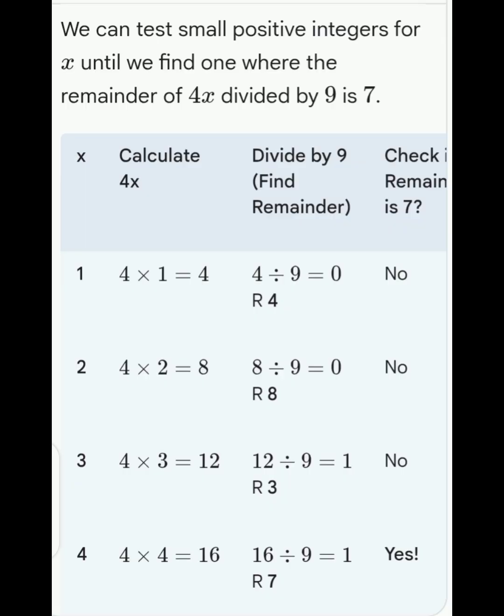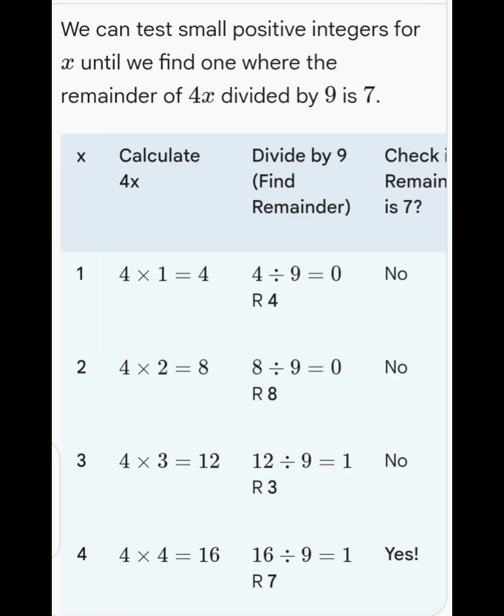So let's test it. The whole idea is to find the smallest positive integer for x. Right. So we start at 1. We just run the trials. For x equals 1, 4 times 1 is just 4. And the remainder, when you divide 4 by 9, is 4. So not 7. That's a no. Not 7. So we try x equals 2. 4 times 2 is 8. Okay, getting closer. The remainder there is 8. Close, but still no cigar.